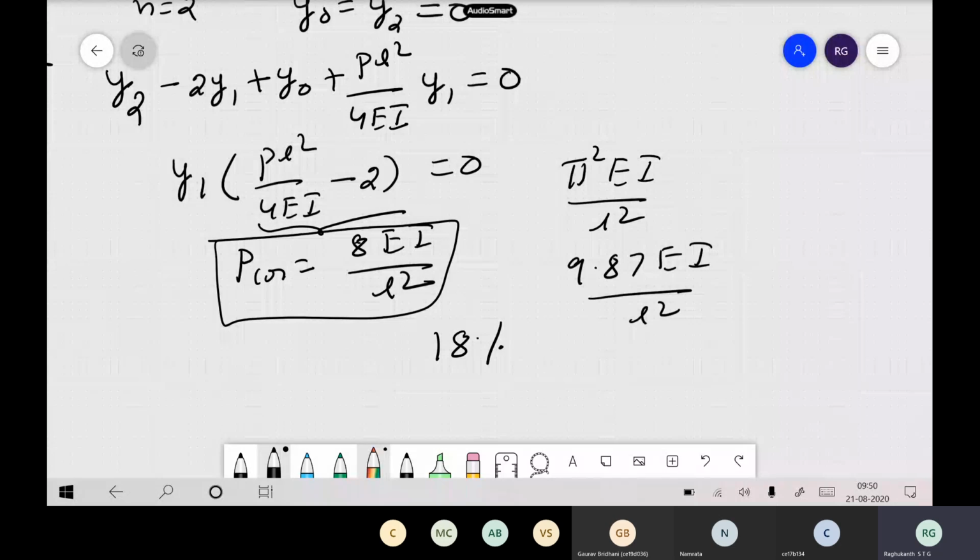If you want to decrease this error, what you have to do is discretize your column into several grid points. Now we have just taken 2. You can take 3, then 4 or 5, and then your error automatically goes towards 0.